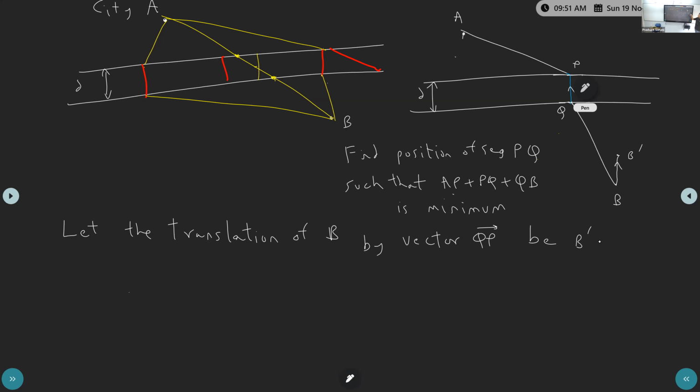What if I do the same operation starting from B and going to B dash? So what will happen now in this diagram? Can you observe anything? So therefore BB dash is equal and parallel to QP, right?